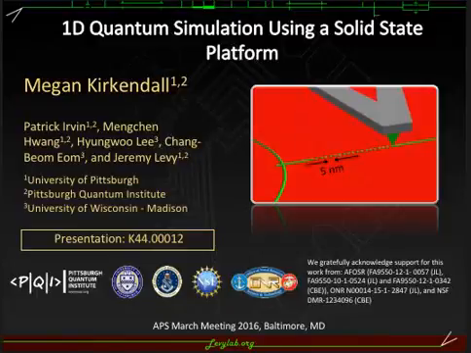I'm going to talk today about performing one-dimensional quantum simulation using a solid-state platform. And the motivation for this talk is really to develop the building blocks and the tools necessary to use a solid-state system to perform quantum simulation.